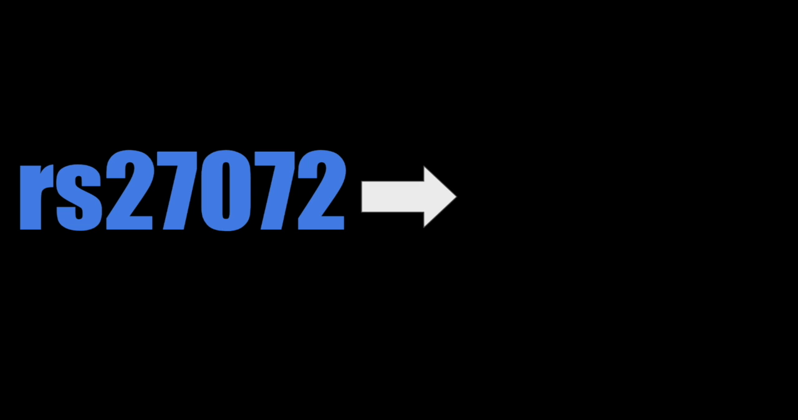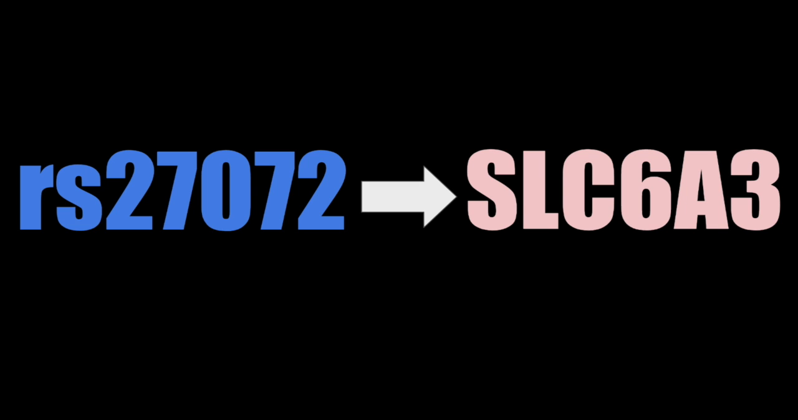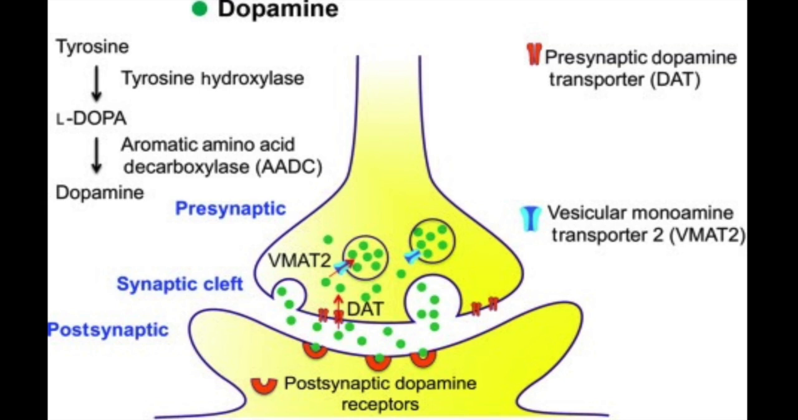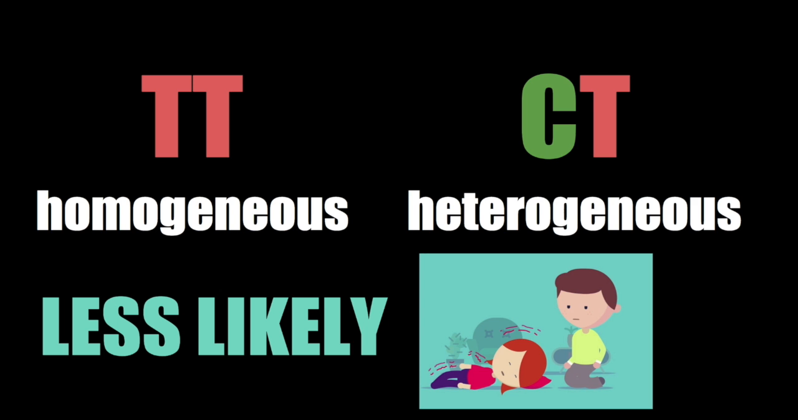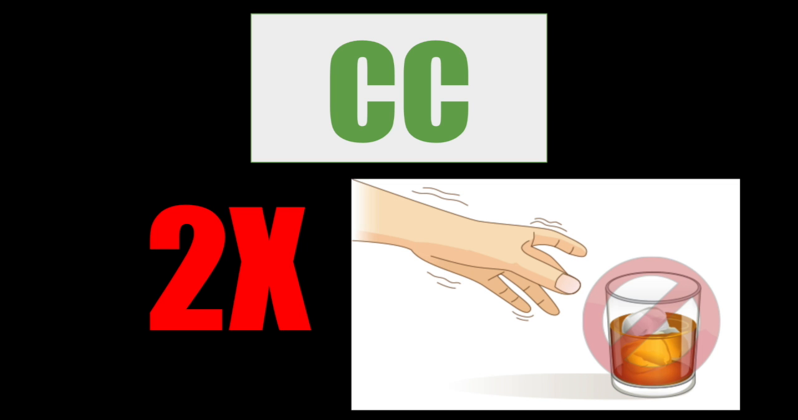RS27072 is part of the SLC6A3 gene, which codes for the dopamine transporter. People with the TT homozygous genotype or the CT heterozygous genotype are less likely to suffer seizures when going through alcohol withdrawal. People of the CC genotype are twice as likely to experience severe alcohol withdrawal.